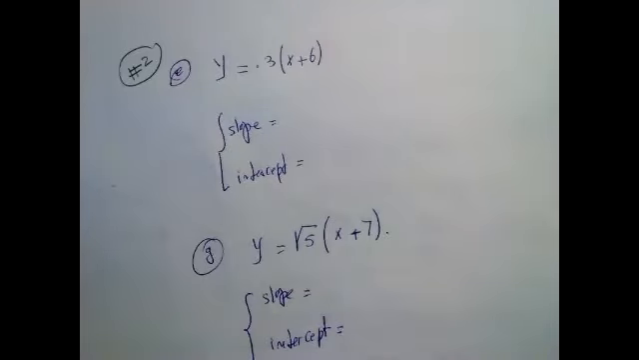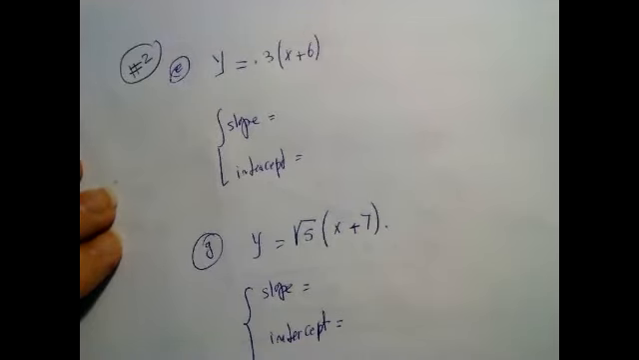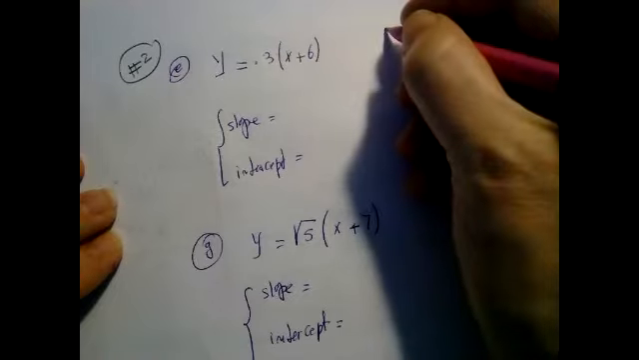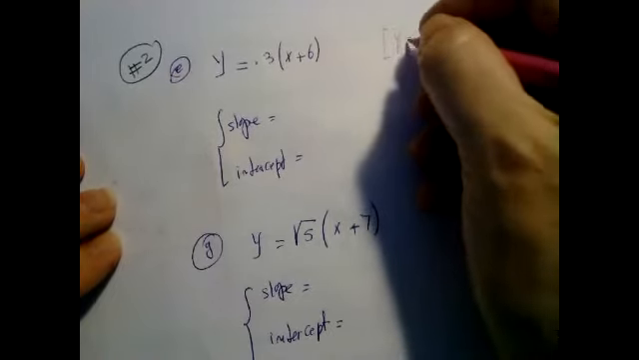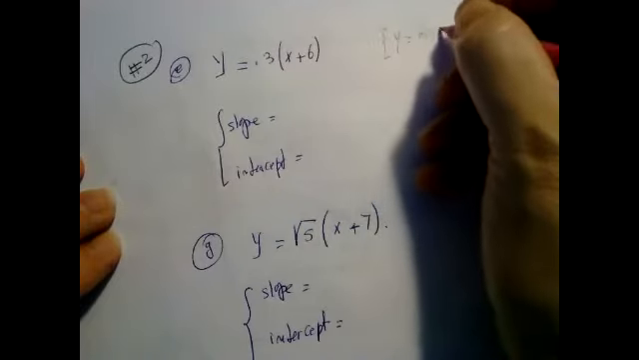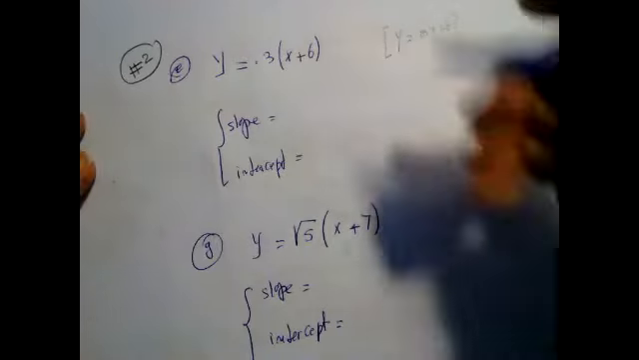Okay, the first one. Please put your camera on. Remember that to find the slope and the intercept, it's easy to rewrite it in this form. Easier. You don't have to, it's just easier.